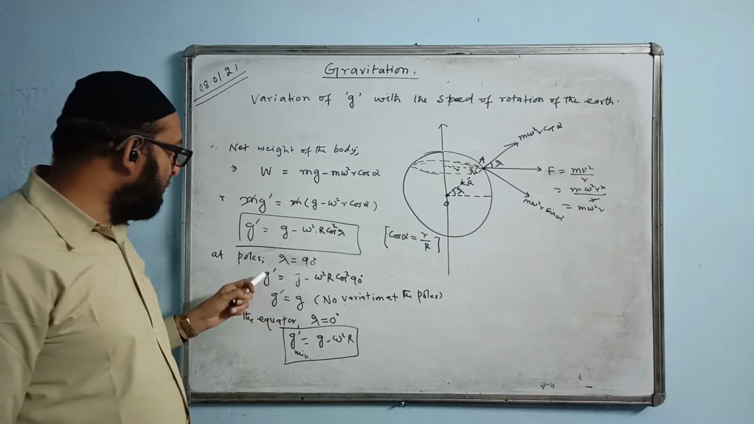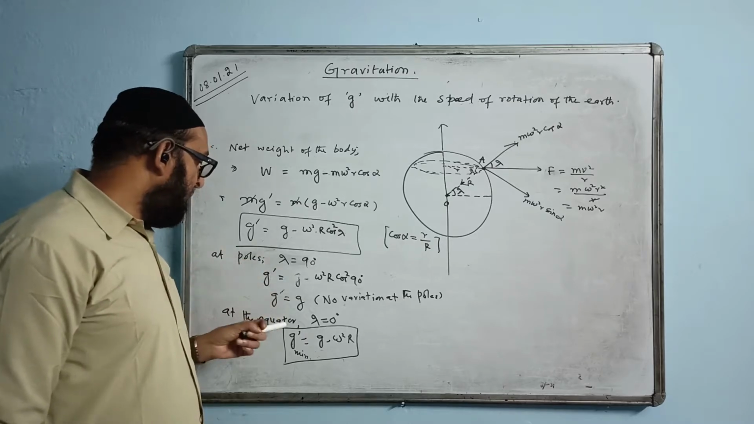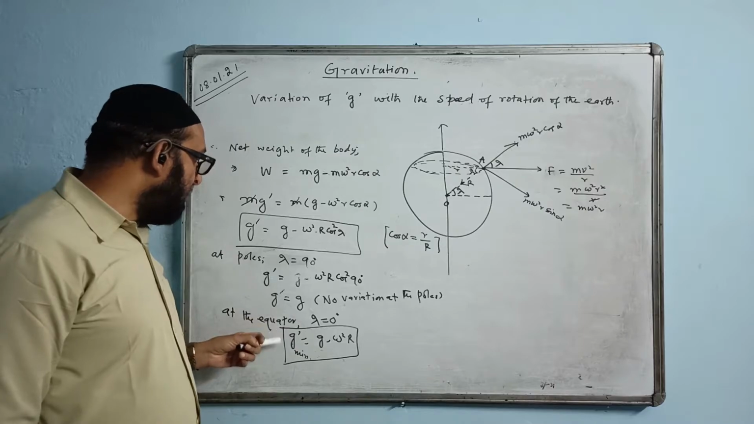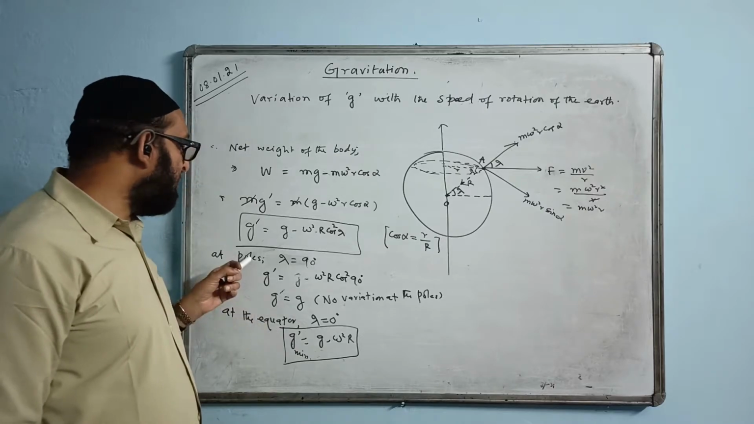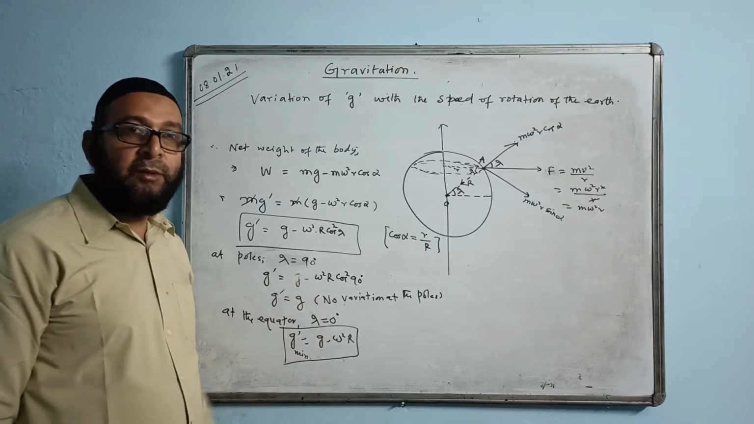This result you have to know, and you have to see this conclusion that the value of g does not vary at the poles, and it is minimum at the equator and maximum at the pole. And what is that maximum value? Equal to g, the normal value, that is 9.8, the maximum value.